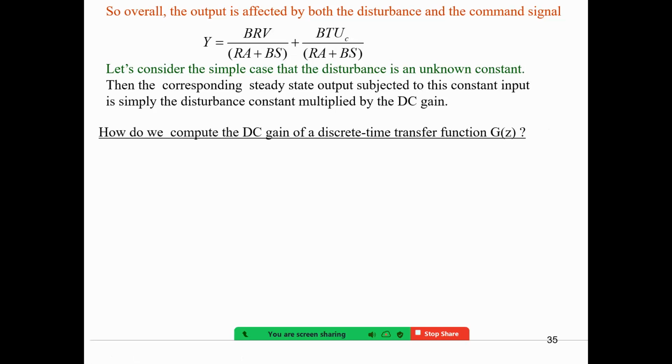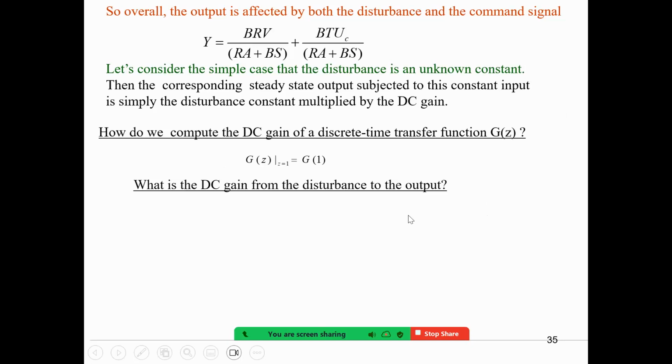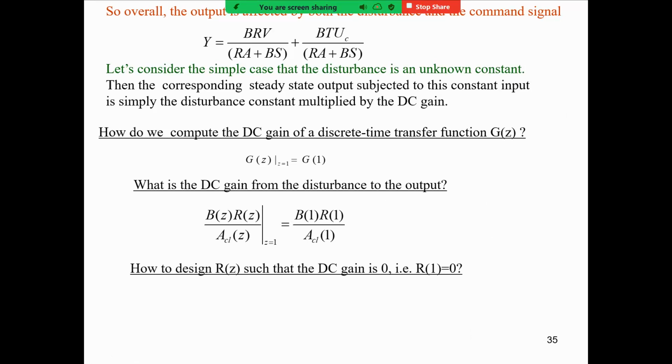Once again, let's just recall how we compute the DC gain of a transfer function. We did it many times. I hope you remember. If you are given a transfer function, how do you compute the steady state gain or the DC gain? You put z equals which value? z equals 1. So therefore, what's the DC gain from the disturbance to the output? You just compute this one, putting z equals 1. And the problem is I want to make the DC gain to be 0, such that the effect of the constant disturbance will be eliminated at the steady state.